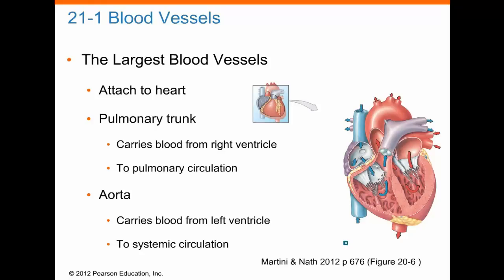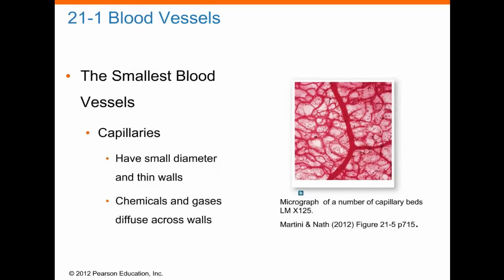The smallest blood vessels are the capillaries. They have the smallest diameter and the thinnest walls, and that's where chemicals and gases can diffuse across the cell walls because they're only one cell thick.